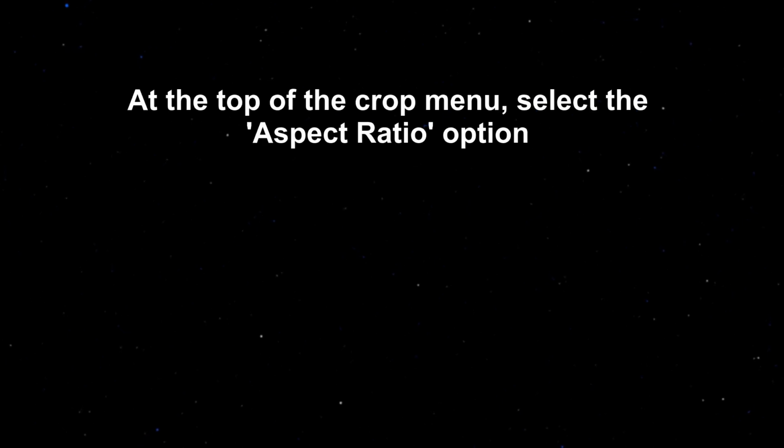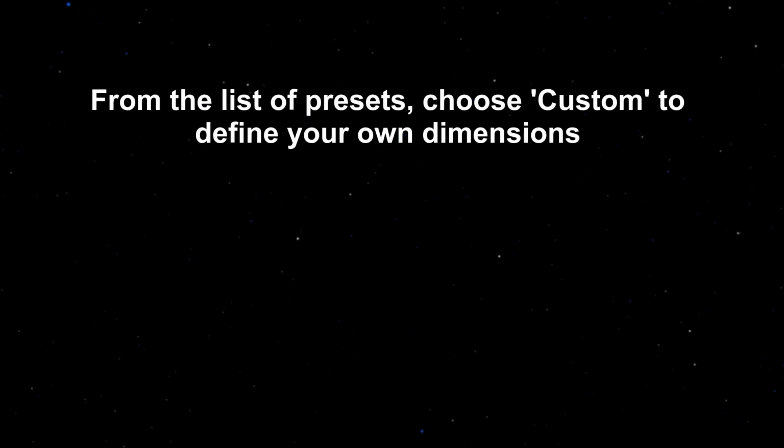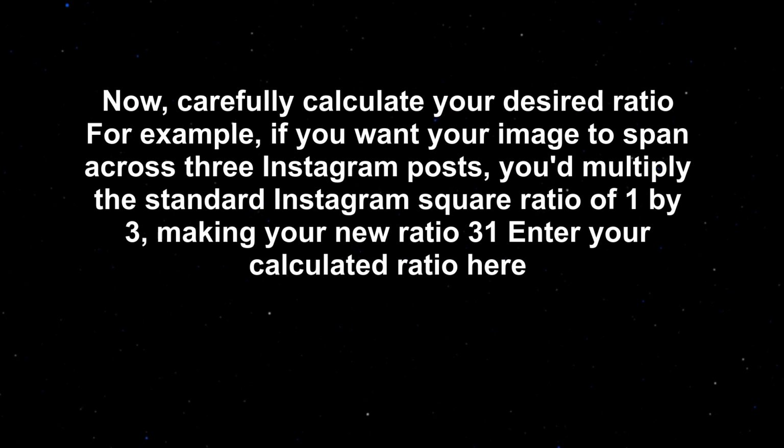At the top of the crop menu, select the aspect ratio option. From the list of presets, choose custom to define your own dimensions. Now, carefully calculate your desired ratio.